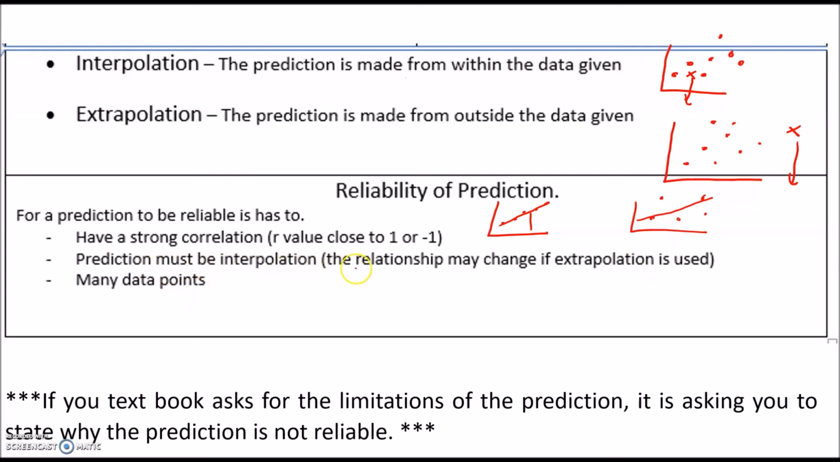Predictions must be interpolation to be reliable. So for this one, if you predict within here, it's fine, but if you predict out here somewhere, what's to say that this data doesn't slow down and change? An example I always use is people's height. If you're predicting the height for a 16-year-old from a group of, say, 14 to 20-year-olds, it's probably going to be fairly reliable. But if you try and predict a 50-year-old, they're going to have stopped growing at some point. So their prediction's not going to follow that straight line. And the more data points it's got, the more reliable your prediction will be. Because the more data points you got, the better you'll see your straight line, the better you'll find your line of best fit.